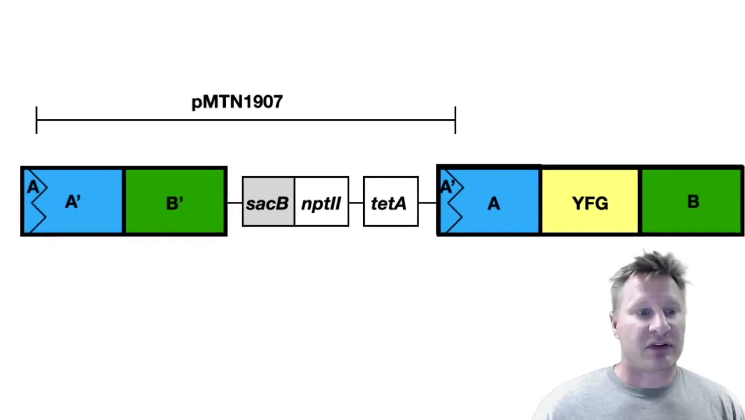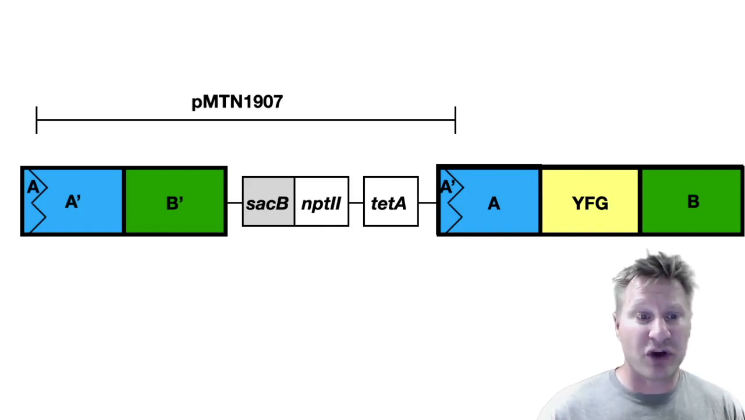All right, so going back to what it looks like in the genome here, we've got our plasmid 1907 replicated into the genome. A prime A, B prime B. You can kind of see where all the gene pieces come from. And so now all we're going to do, once it's in the genome, the strain is going to be tetracycline resistant, and it's going to be sensitive to sucrose because SacB is actually there.